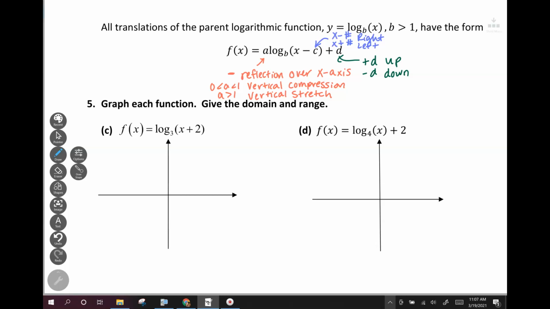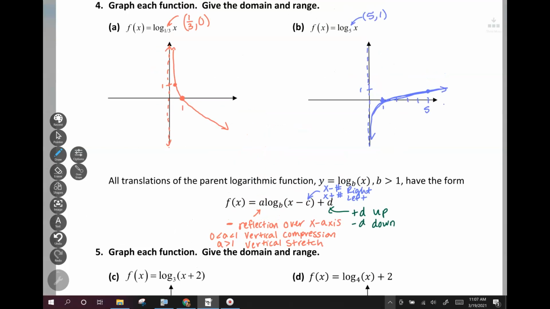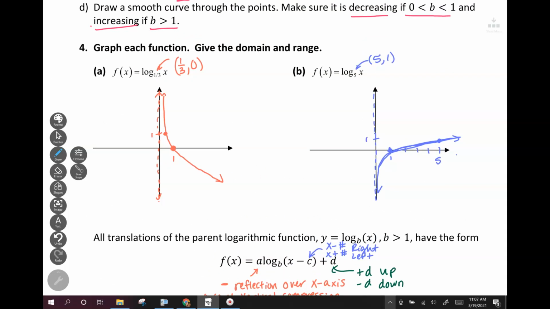Oh, I just realized I forgot to talk about the domain and range up here. That's okay. Your domain goes from 0 to infinity, and your range goes from negative infinity to positive infinity, just like it did when we talked about the graph on the previous page. And same thing here. 0, make sure you put a parenthesis there because we're not actually hitting 0. And then negative infinity to infinity.